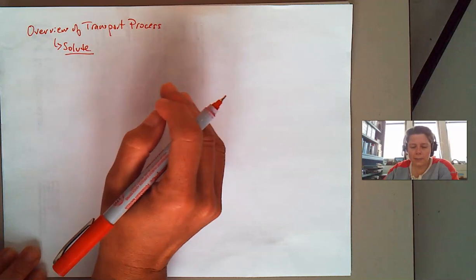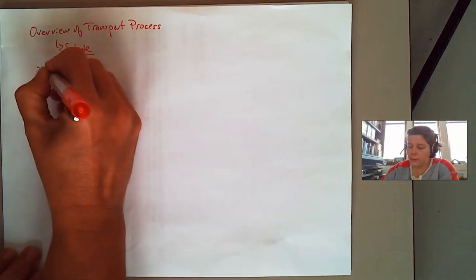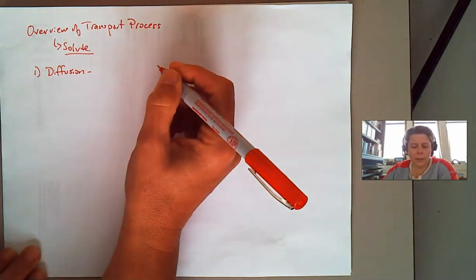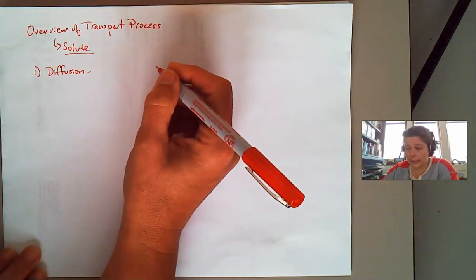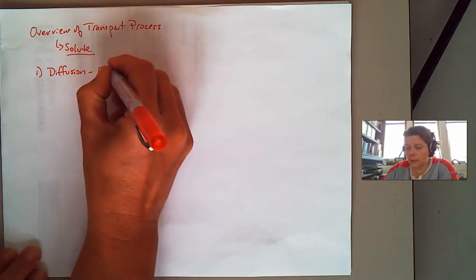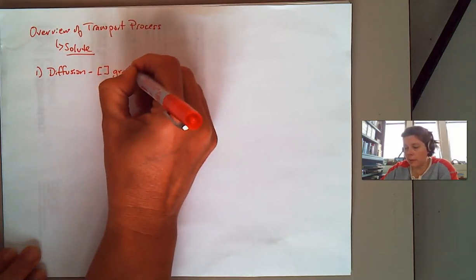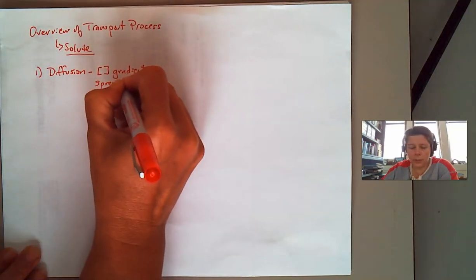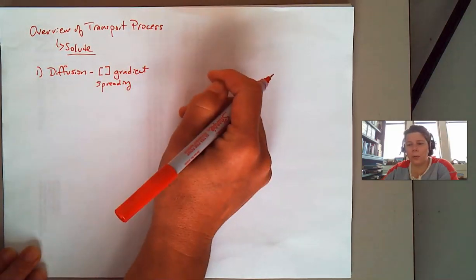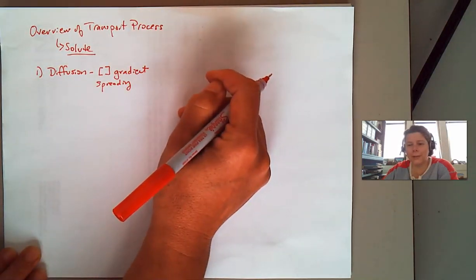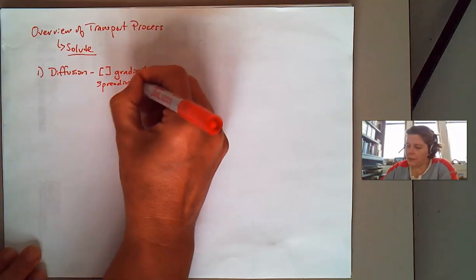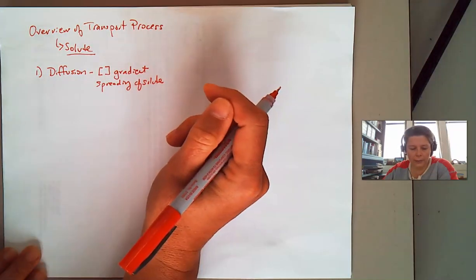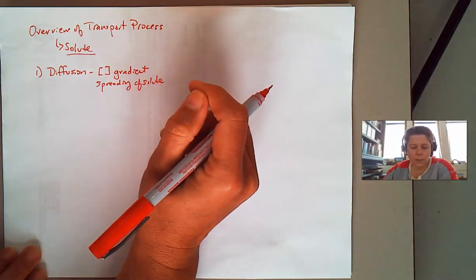There are different mechanisms that control this. One is diffusion. Diffusion is the spreading of a solute in response to a concentration gradient. So a concentration gradient is formed, and it's a spreading of the solute due to that gradient. This is really important for some systems.